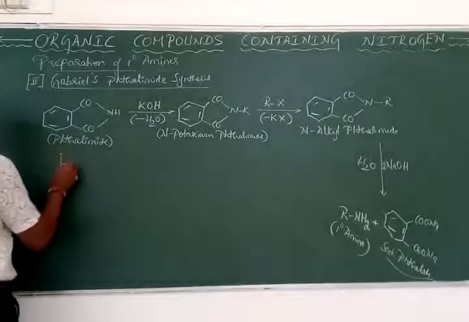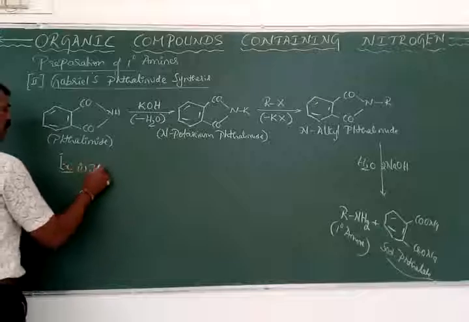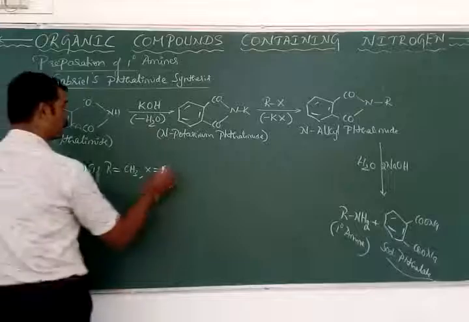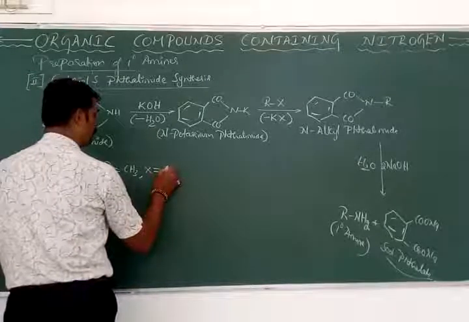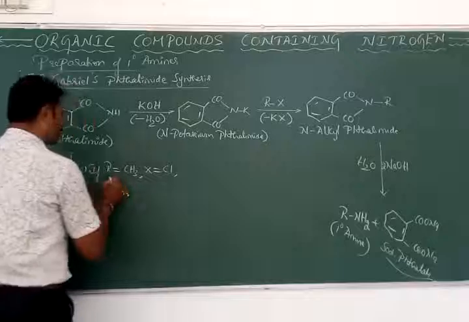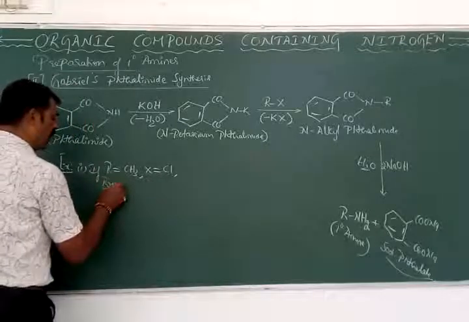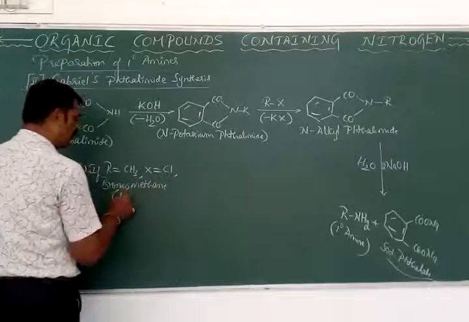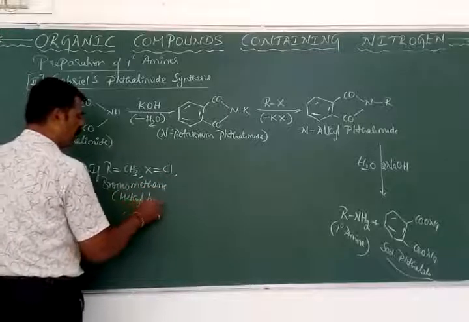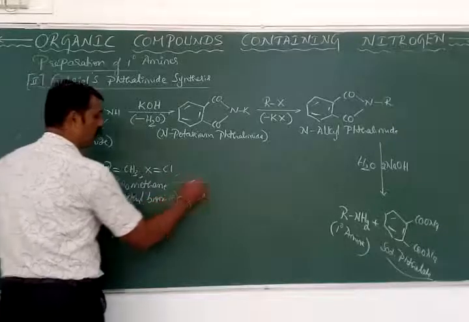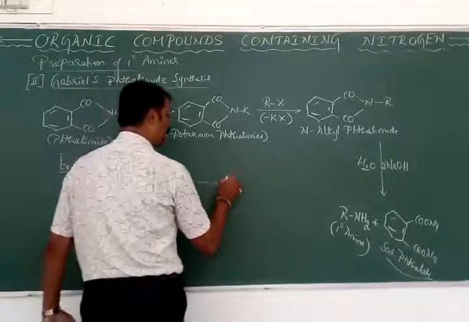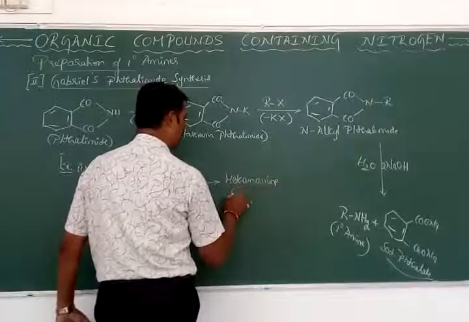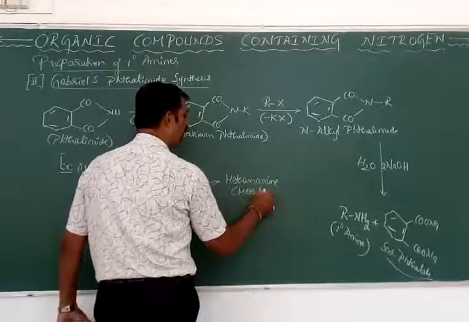For example, we can have R equal to CH3, X equal to Cl. The name of the compound that we have taken is called bromomethane, sorry. Or it is also called methyl bromide. The compound that has been obtained is found to be, instead of R we have to put the CH3. Therefore the name of this one is called methanamine, and the common name for that one is found to be methylamine.